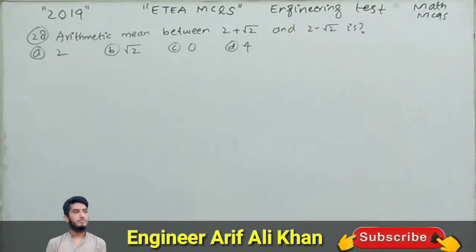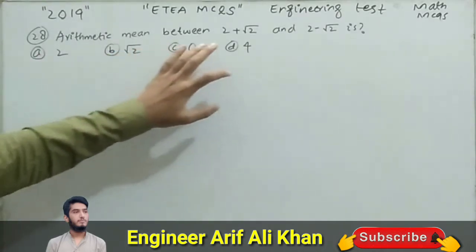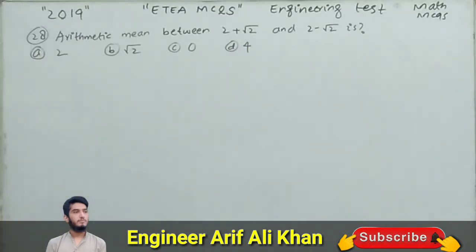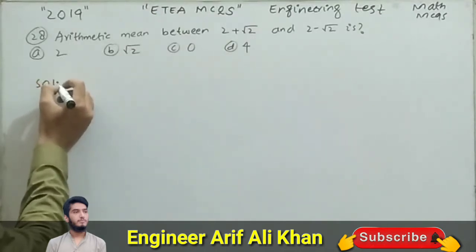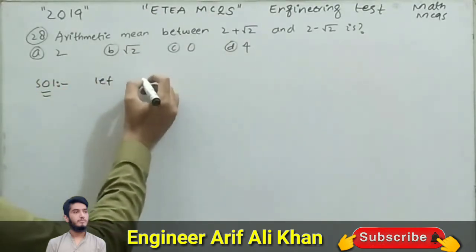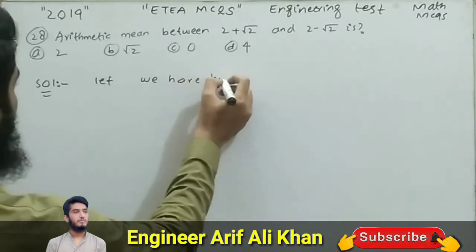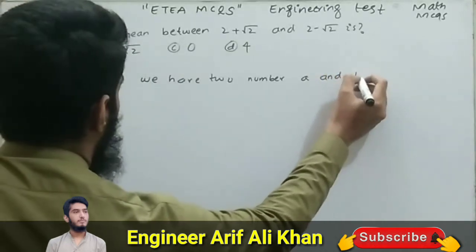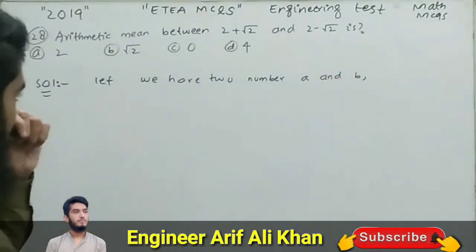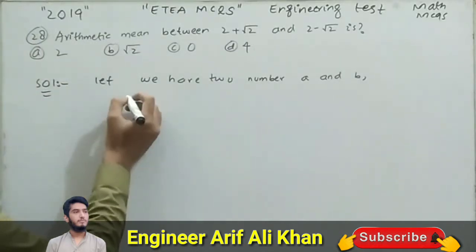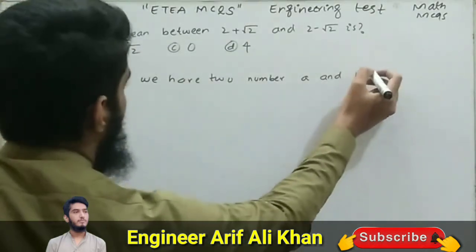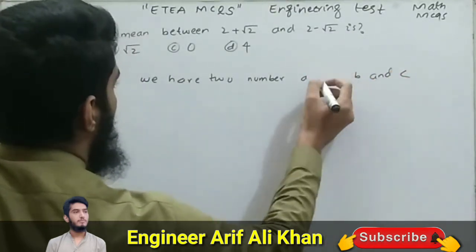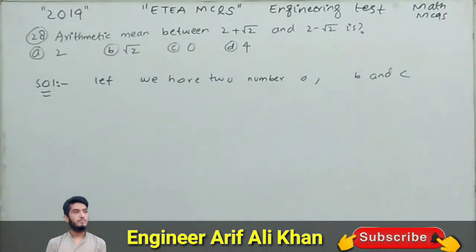Now move to the next MCQ, the MCQ number 28. It tells that the arithmetic mean between 2 plus square root of 2 and 2 minus square root of 2 is. So move to the solution of this MCQ number 28. So let's suppose we have three numbers A, B and C, and let's suppose these three numbers are in arithmetic progression.